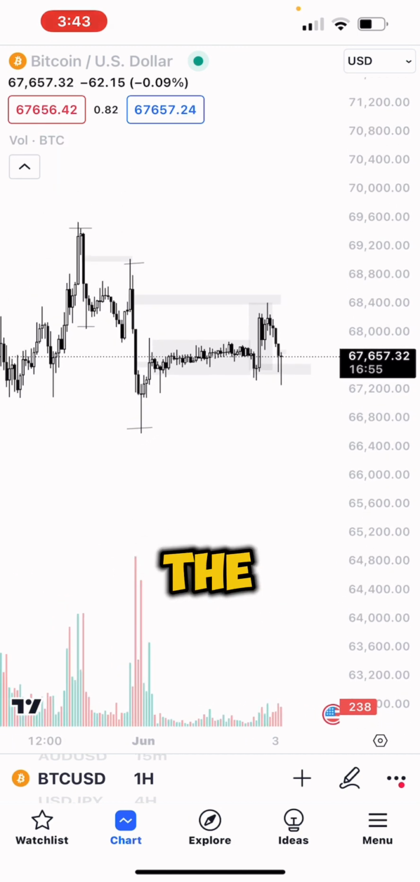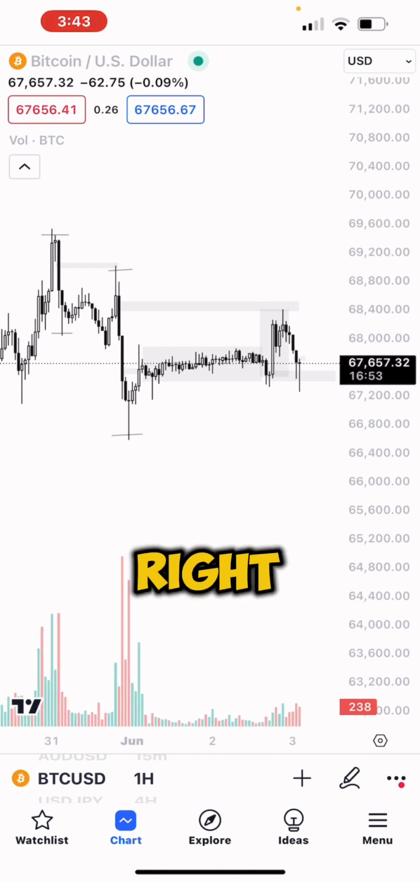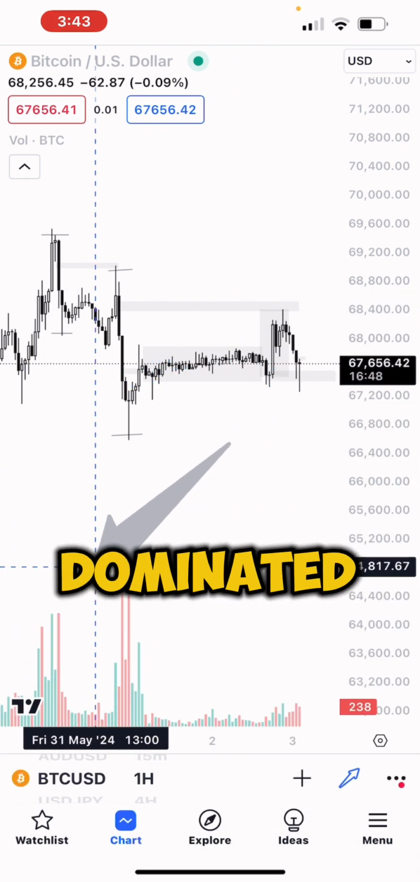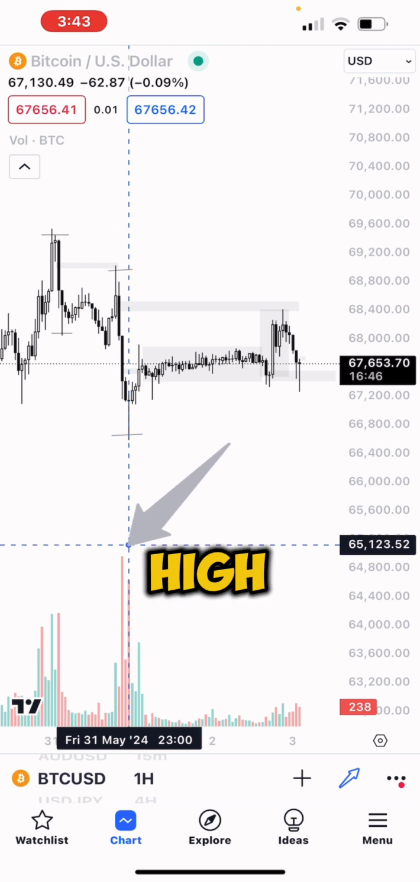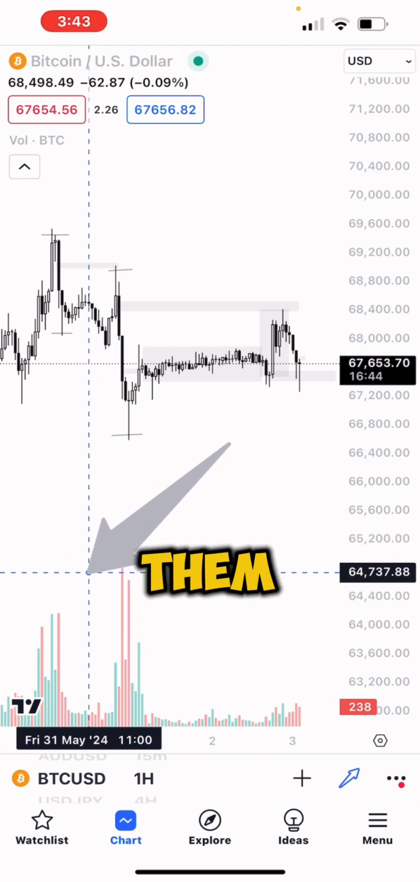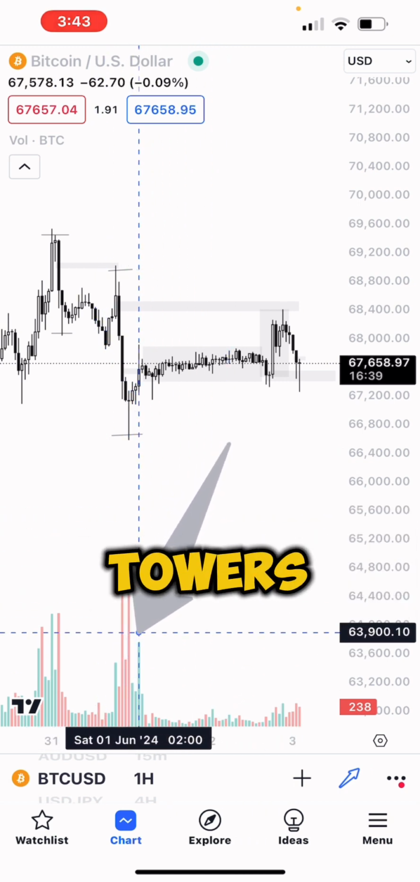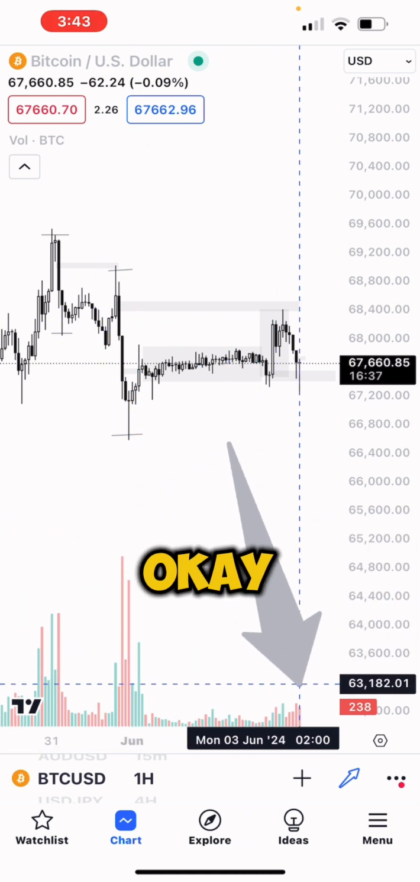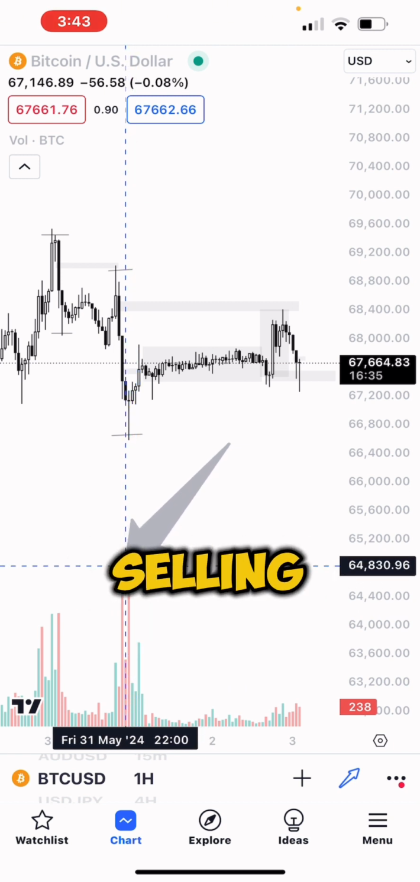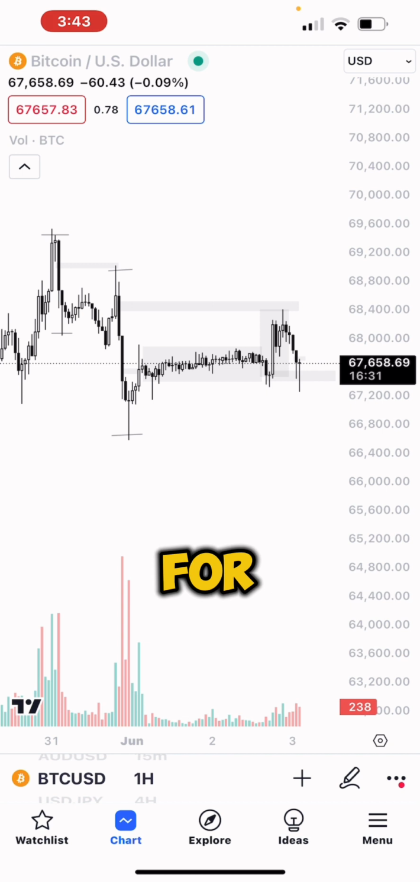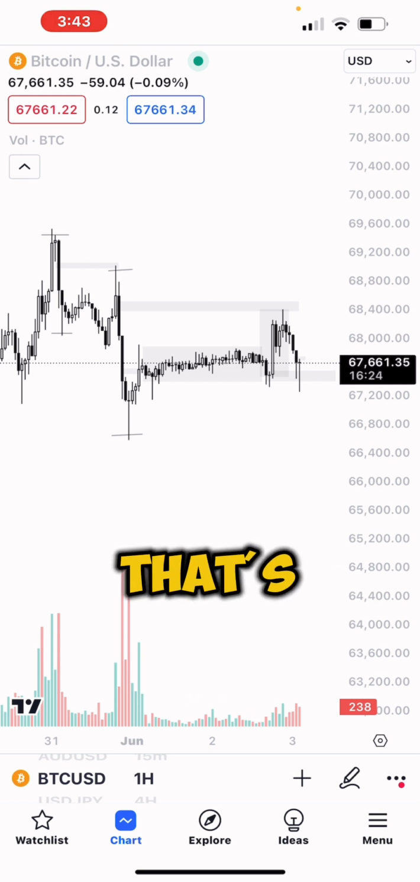And if we look at our structure, which was right there, and then we look at the bottom of the screen again, you can see that we're dominated by red high towers. I like to call them towers. Red high towers, volume bars, versus these short towers here, the green towers. So that lets you know there's more selling going on than buying. And so if there's more selling going on than buying, there's no reason for me to buy Bitcoin right now at this specific moment if I'm day trading it. And that's all it really is.